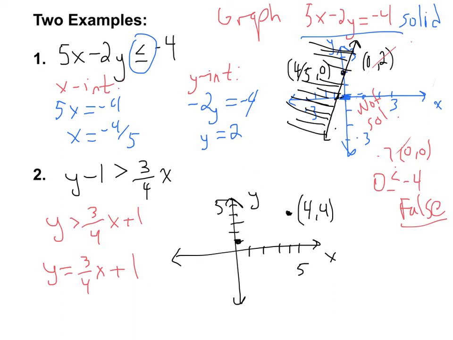All right, we took 0, 1, and we rose 3 and ran 4. Rise over run for the slope. If you want to plot, just go up 3/4 and over 1. That's also acceptable. And this will be a dashed line.